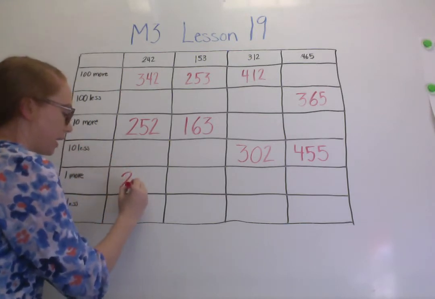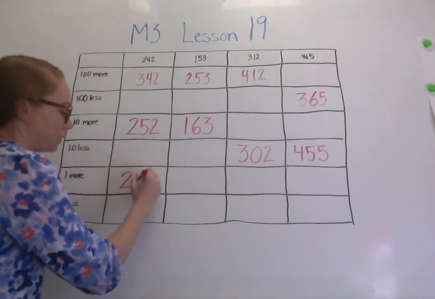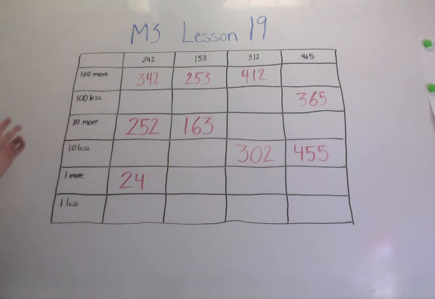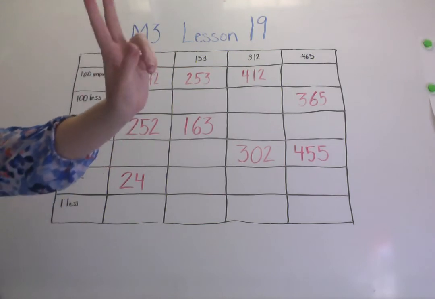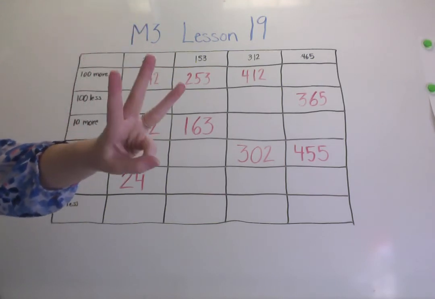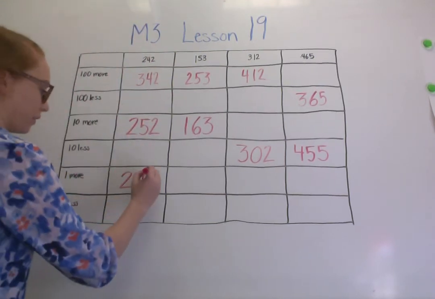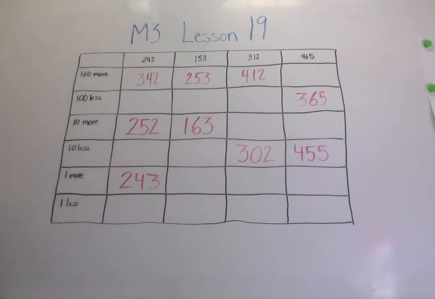I'm going to bring down what's in my hundreds place. I'm going to bring down what's in my tens place. And I'm going to think, if I have 2 ones and it wants me to have 1 more. Wow, I'm going to have a 3 in my ones place now, making it 243.